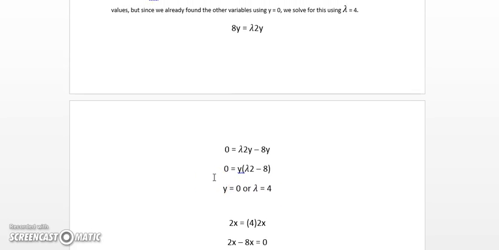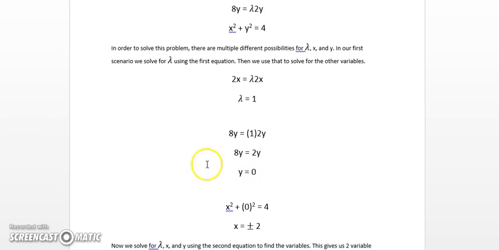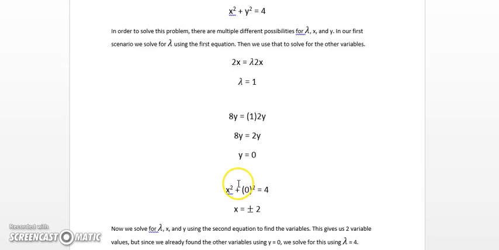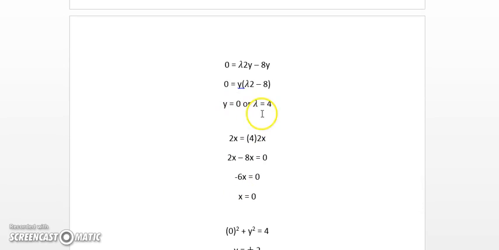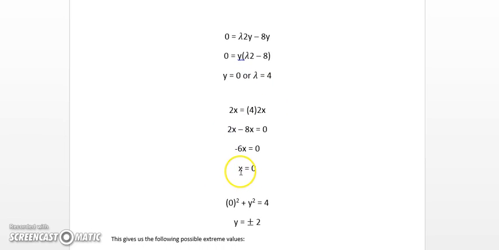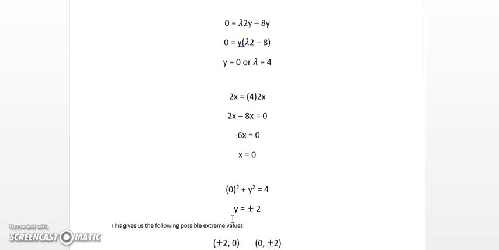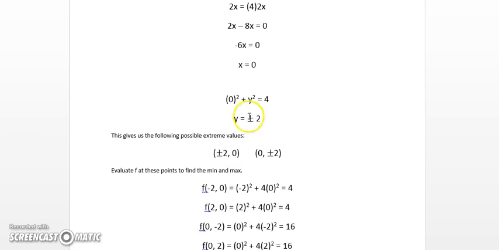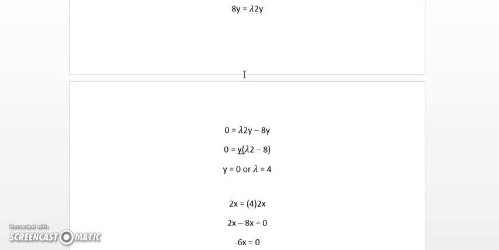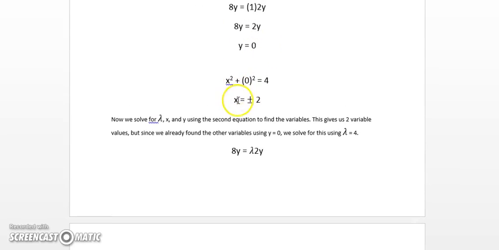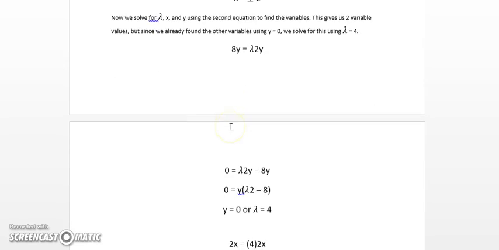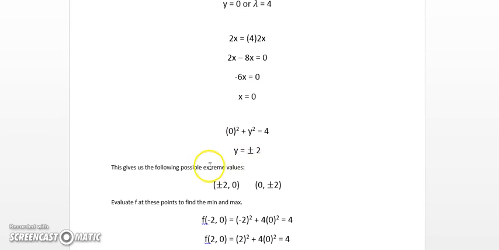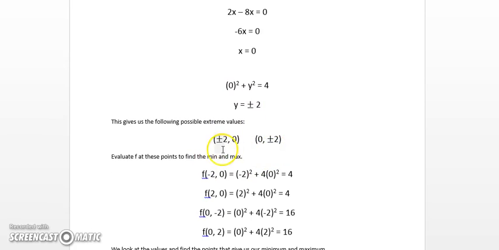But if we look at the system we already solved the first time, y is already equal to 0, so we don't need to account for that, and we can just solve using lambda equals 4. We plug that into the x equation, and it gives us x equals 0, which we then plug into the constraint equation to give us y equals plus or minus 2. So going through both systems, we have the coordinates plus or minus 2, 0, and 0, plus or minus 2. These are our extreme points.